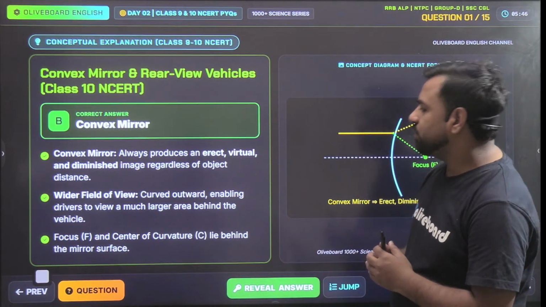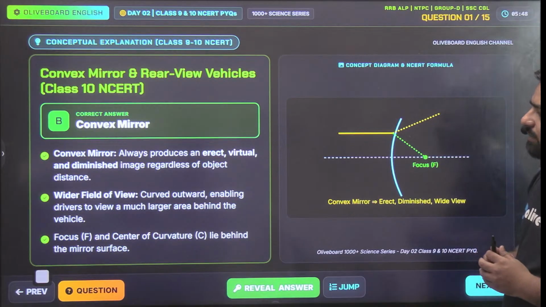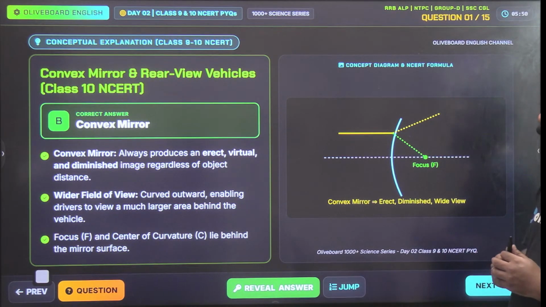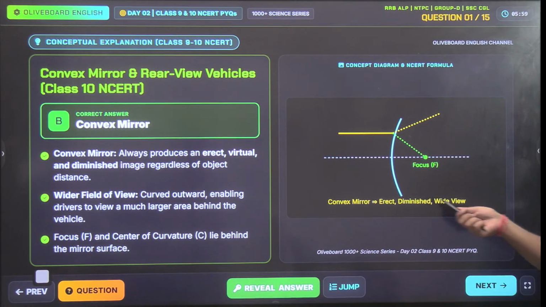Yes, it is curved outwards, so it enables the drivers to view a much larger area behind the vehicle. Focus and center of curvature lie behind the mirror surface. So here, that's the image. It always forms an erect, diminished image and a wider view.